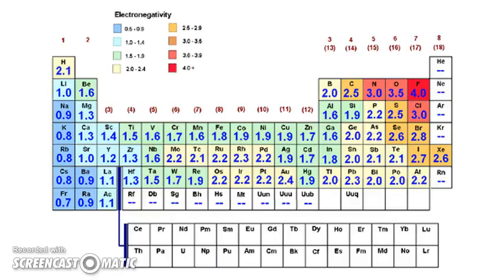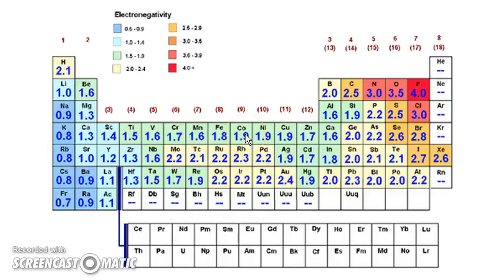Now that you have an understanding of electronegativity, we can look at a chart displaying just that. The light blue represents the lowest electronegativities, and the red represents the highest. As you can see, fluorine has the highest electronegativity, and francium has the least.